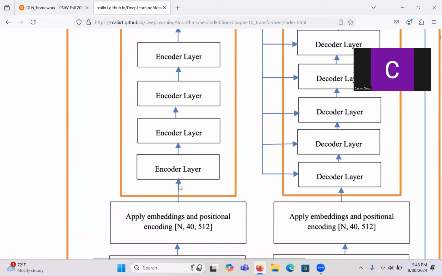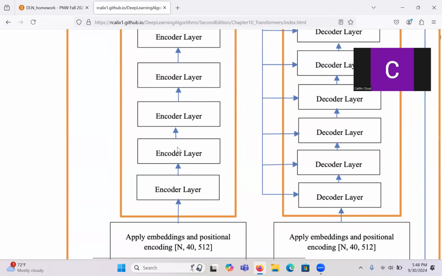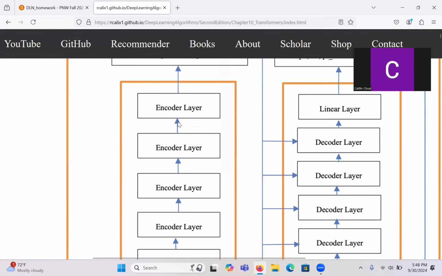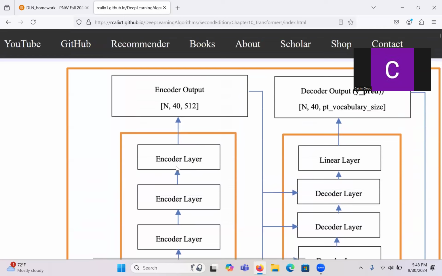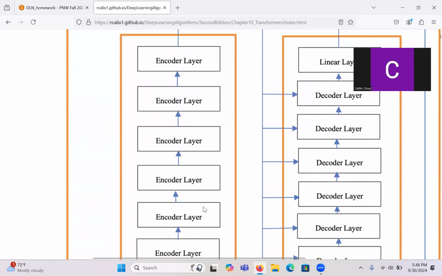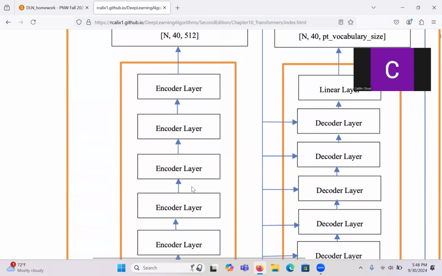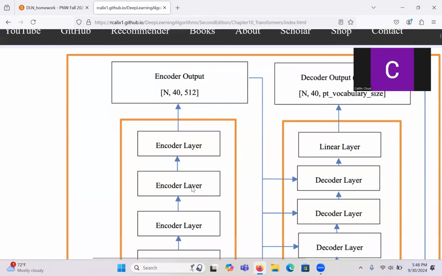So n by 40 by 512 goes in, n by 40 by 512 comes out, goes in, and so on, through all these layers, until in the end, notice what comes out. This is called the encoder, this orangey part with 1, 2, 3, 4, 5, 6 encoder layers. That's because the original Vaswani paper had 6 encoder layers, so this is just replicating that architecture. What comes out of it is the n by 40 by 512. That's the end of the encoder part of the transformer.